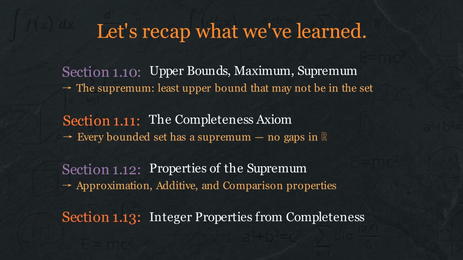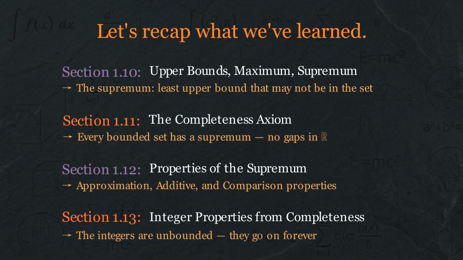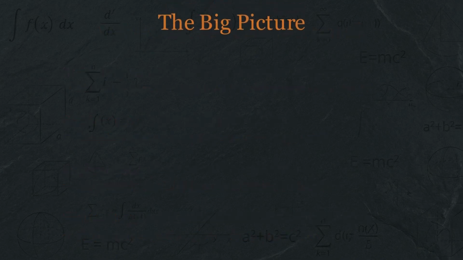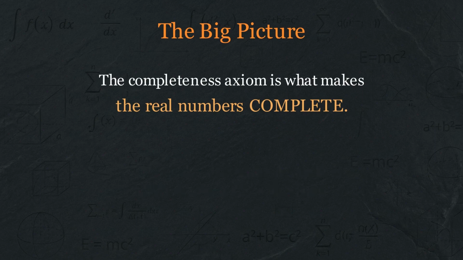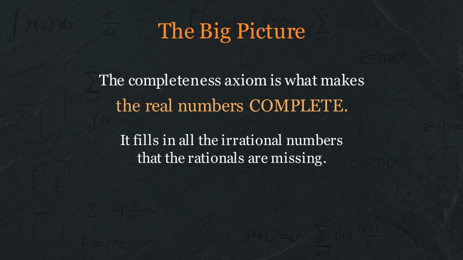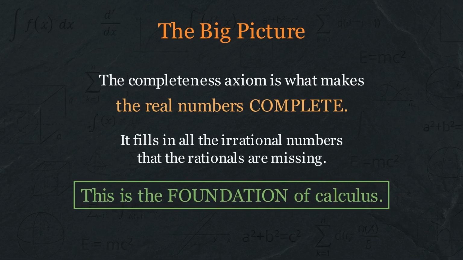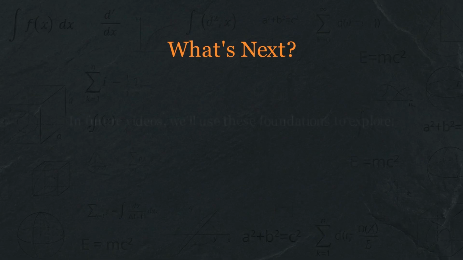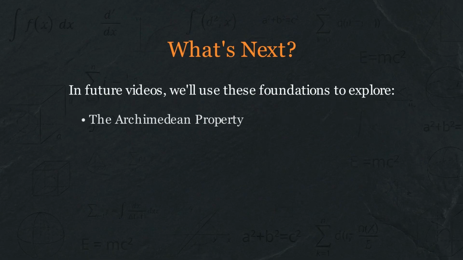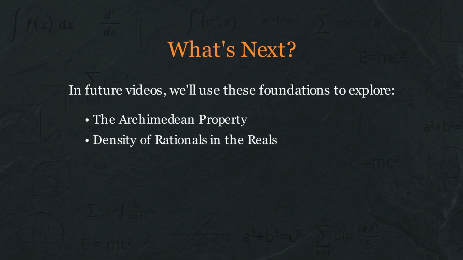And in section 1.13, we proved something remarkable. The integers go on forever, using the completeness axiom. The big picture? The completeness axiom is what makes the real numbers complete. It fills in all the irrational numbers that the rationals are missing. This is the foundation of calculus. In future videos, we'll build on these foundations to explore the Archimedean property, sequences and limits, and eventually the heart of calculus itself.